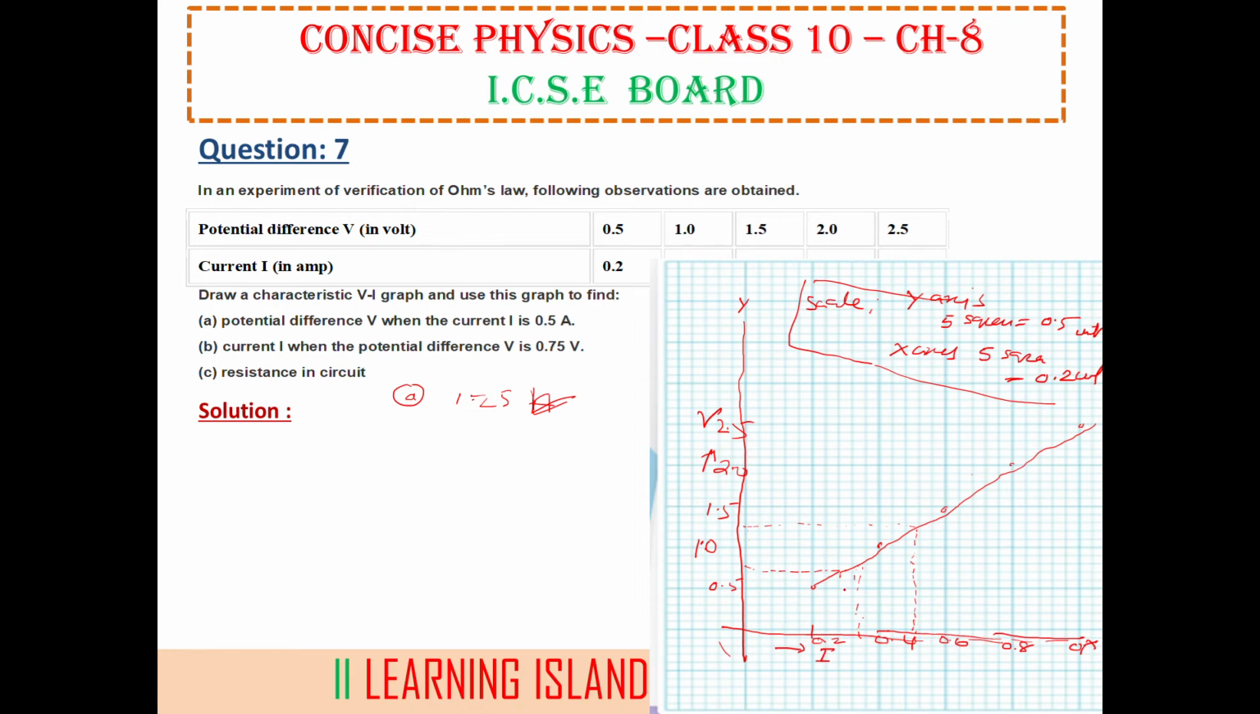This is coming around here. So in the x-axis I have taken 0.5 as a 5 unit square is 0.2, so 1 will become what, 0.2 divided by 5, make 0.04. So it will be 1, 2, 3, will be 3 point something. So let us see the answer.